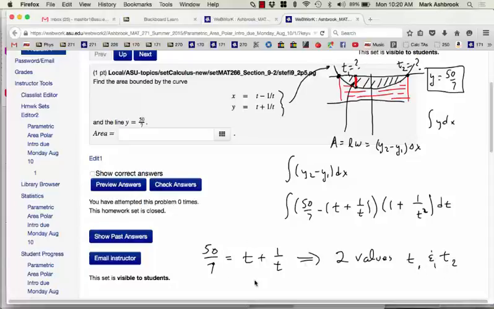So if you work this out, you'll get a quadratic. And if you multiply through by t, you get a quadratic. And you're going to get your two values, t1 and t2. And one of those t's will give you a negative x, and one of those t's will give you a positive x. The t that gives you a negative value of x will be your t1. You see that? And then the t that gives you a positive value of x will be your t2. And then you'll solve that.